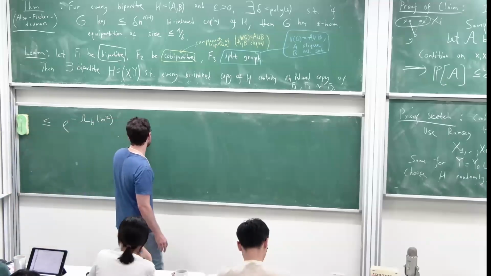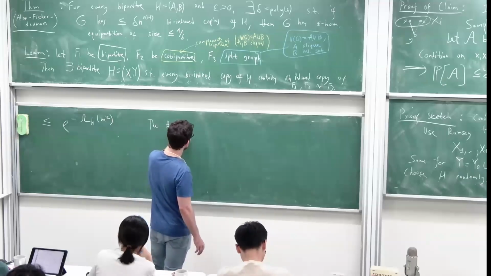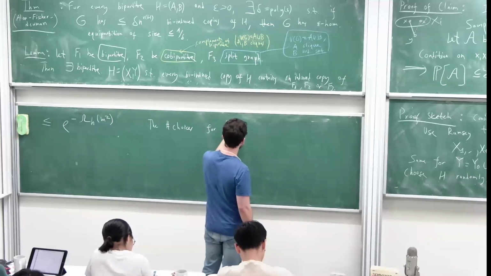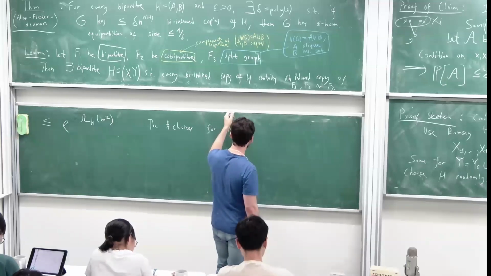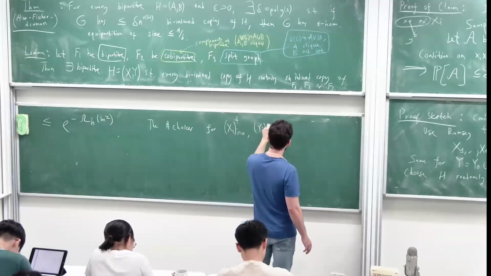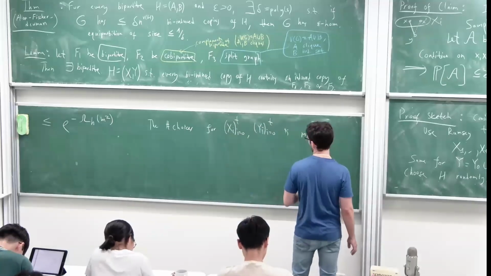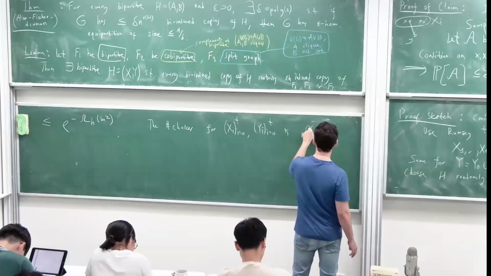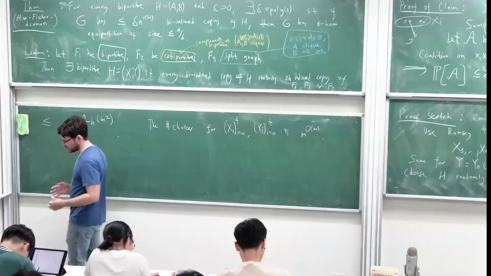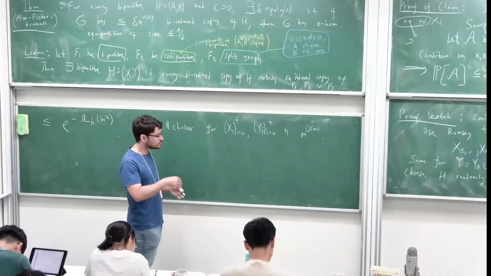And the last thing we have to observe is the number of choices for the partitions, or X_i, Y_i, is only m to the m. Right? Because for every vertex I have at most m options for which part to put it in. So it's at most m to the m.